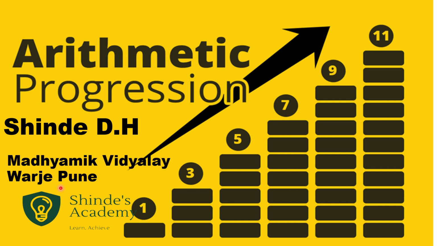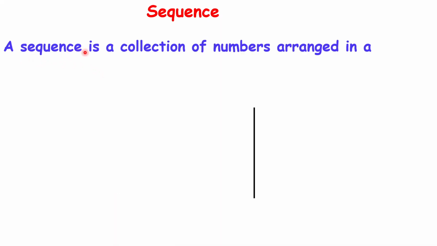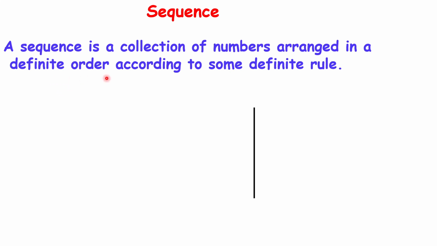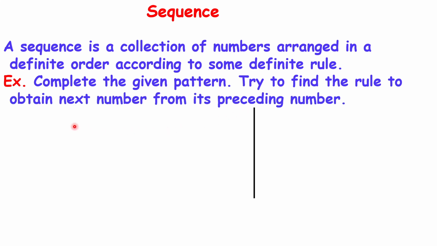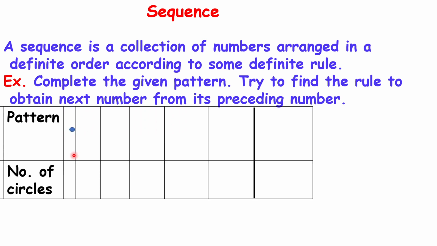Today we will learn chapter number 4 from Mathematics Part 1, Arithmetic Progression. Sequence. A sequence is a collection of numbers arranged in a definite order according to some definite rule. Complete the given pattern, try to find the rule to obtain next number from its preceding number.